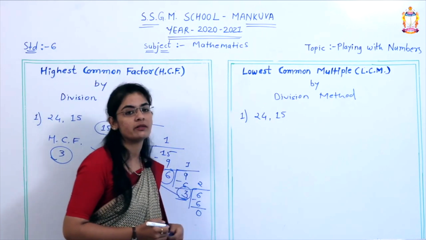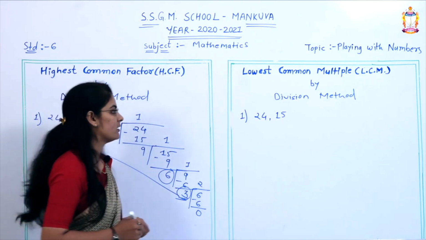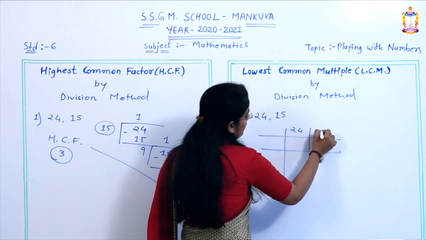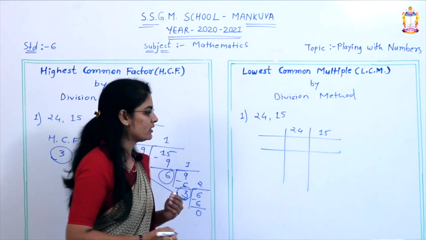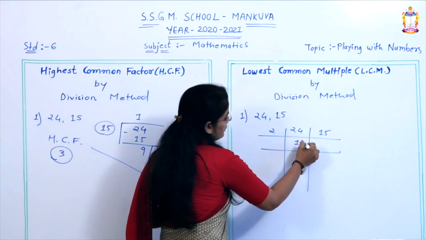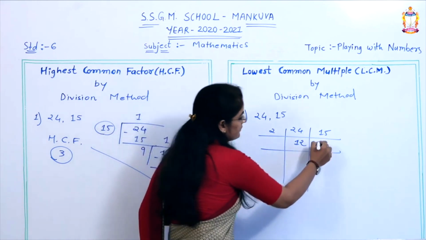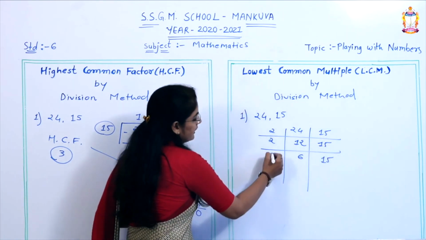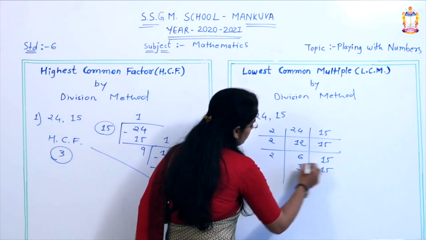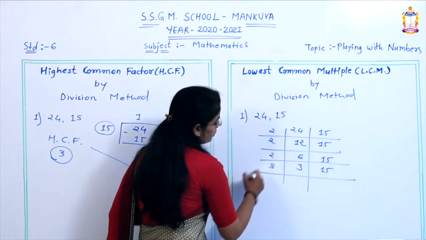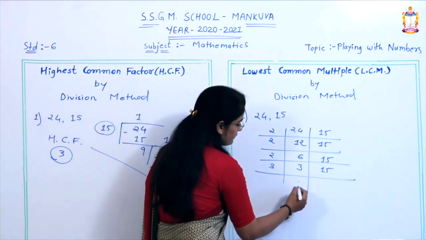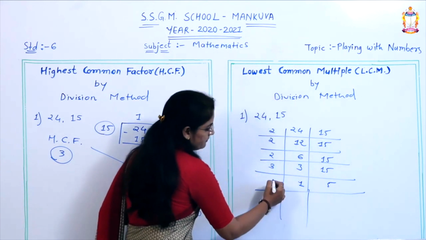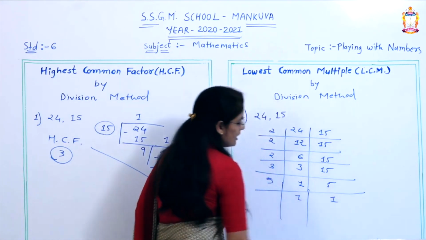Now come to the lowest common multiple by division method. In this method we have to do like this: 24 and 15. Let us start with the small number, right? 2. 12 2s are 24, but 15 will be the same. Again 2 6s are 12, 15 will be the same. Again 2 3s are 6 and 15 will be the same. Now go to the table of number 3. 3 1s are 3 and 5 3s are 15.